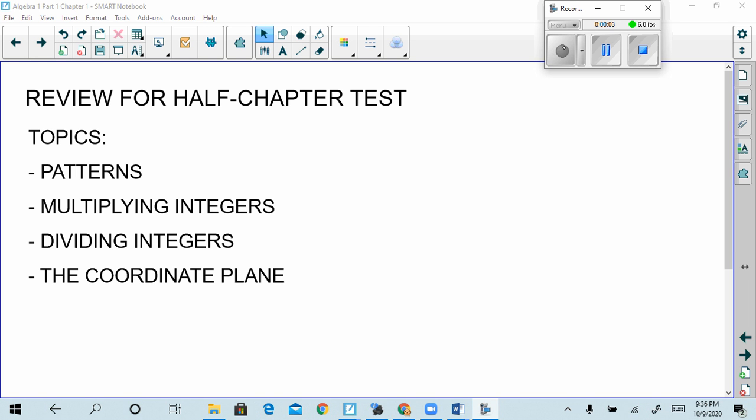It looks like we're ready for the second half of this chapter test. On this test, we will be assessing your knowledge of patterns, multiplying integers, dividing integers, and our most recent work on the coordinate plane. Let's practice together.